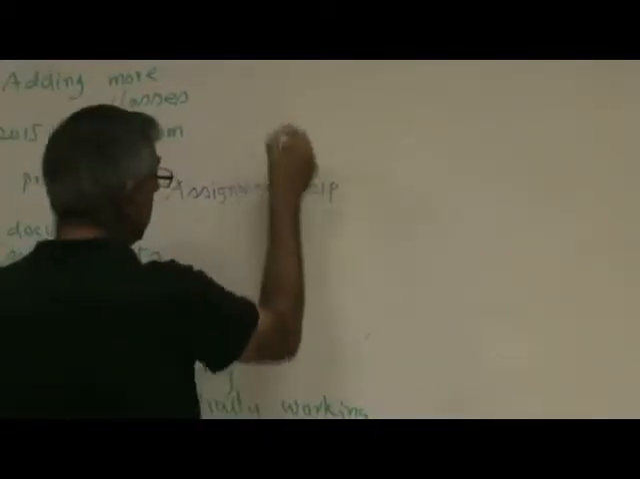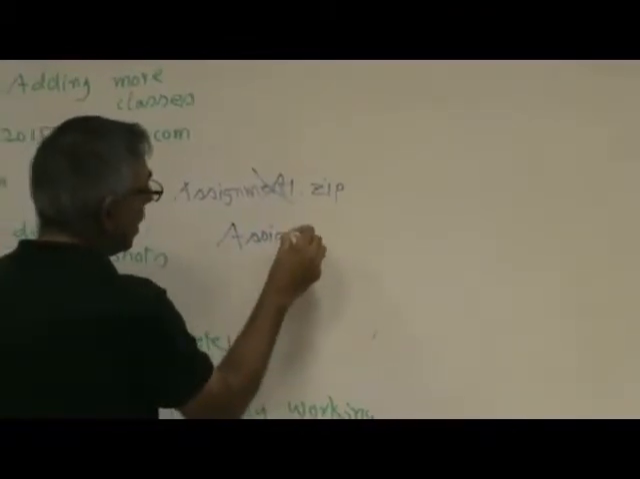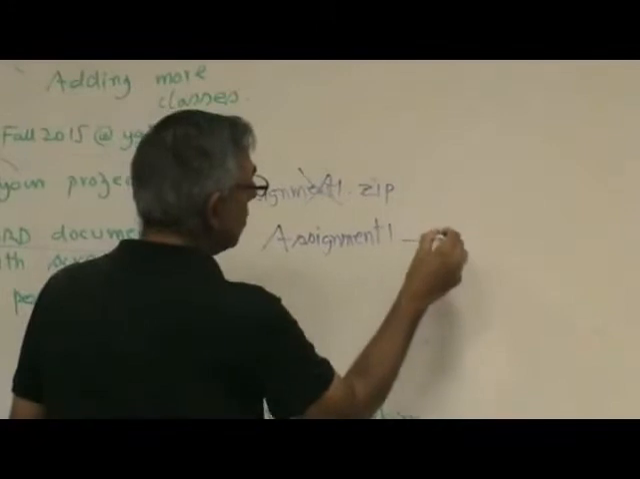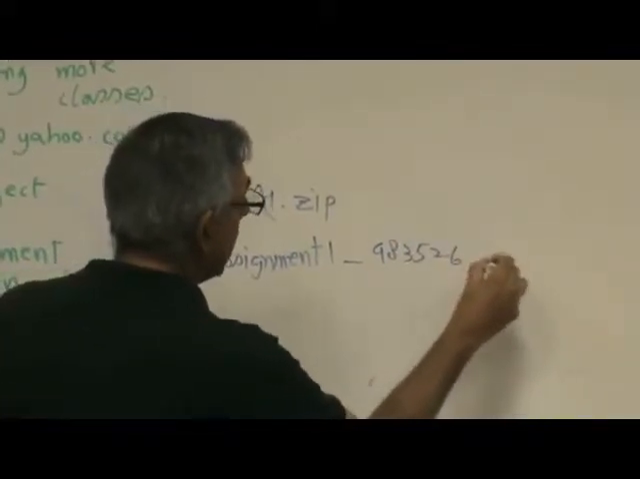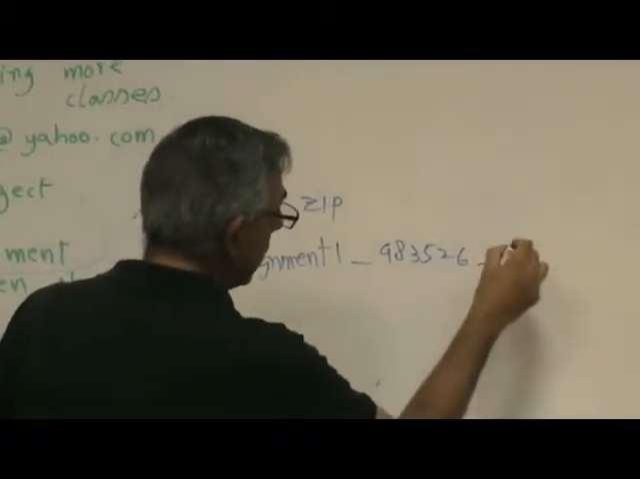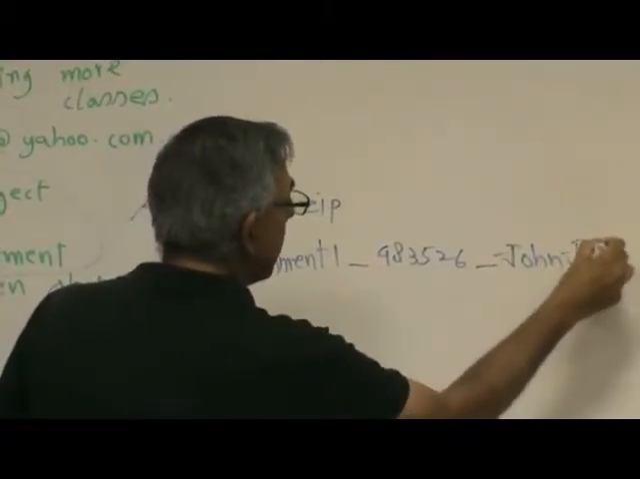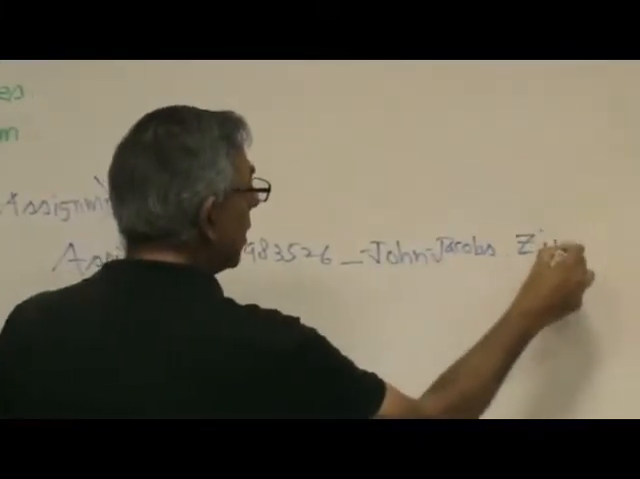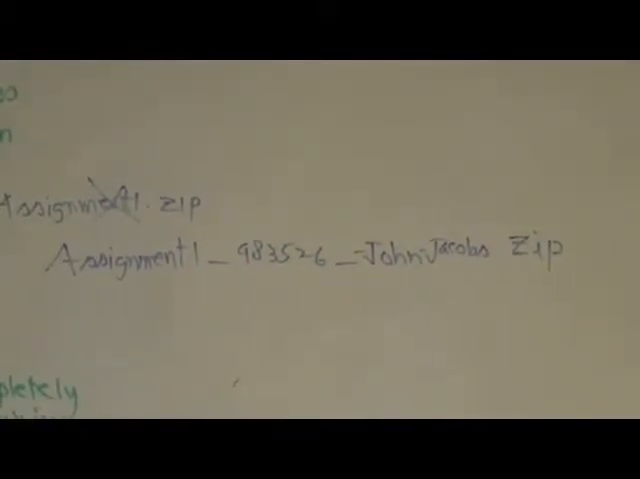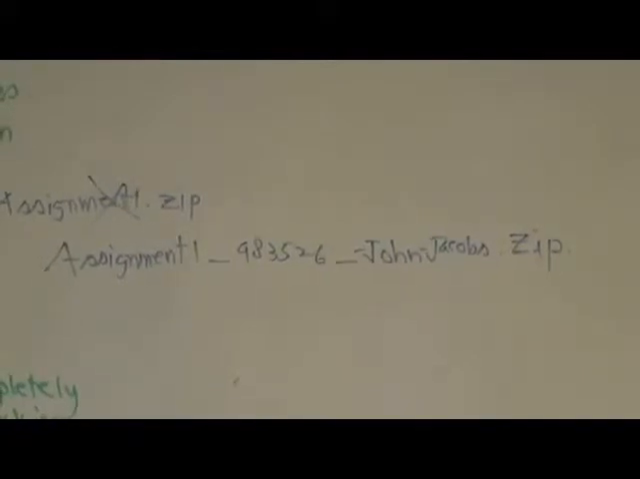Instead of like this, if you can say assignment1 underscore your ID, whatever, 983526 underscore, whatever your name is, .zip. Okay, so this way it would be easy for us to track who submitted the assignment, what date it was submitted, and so on.